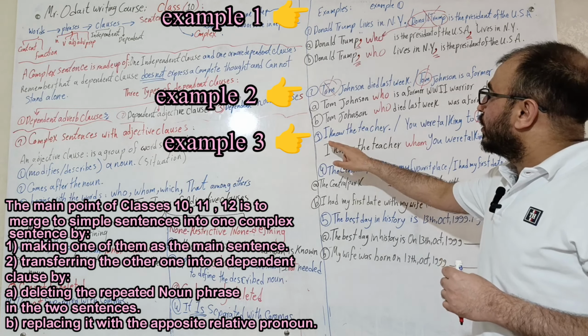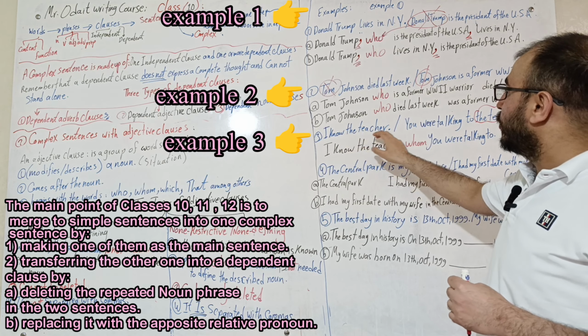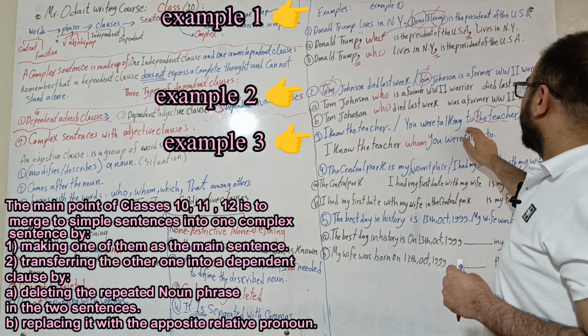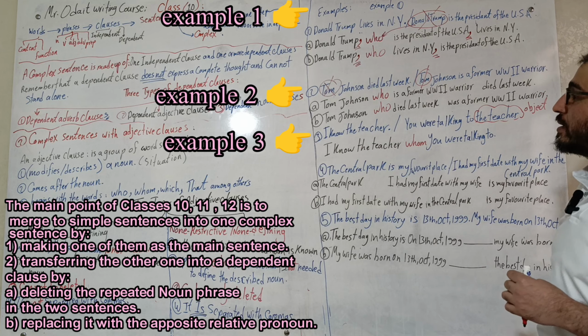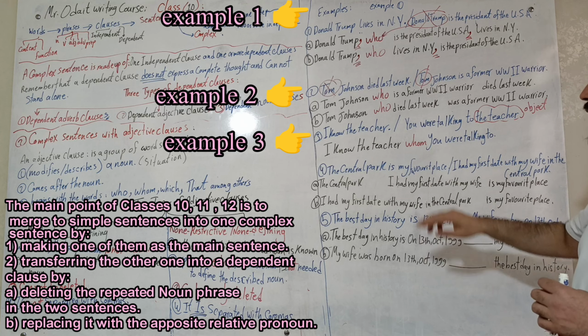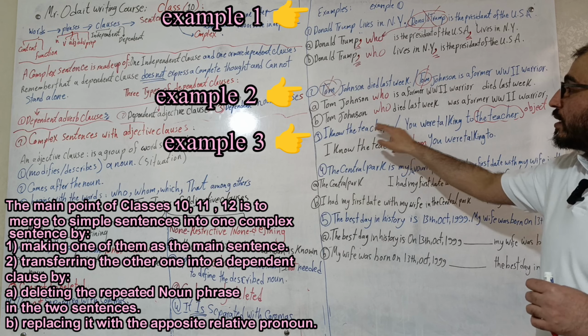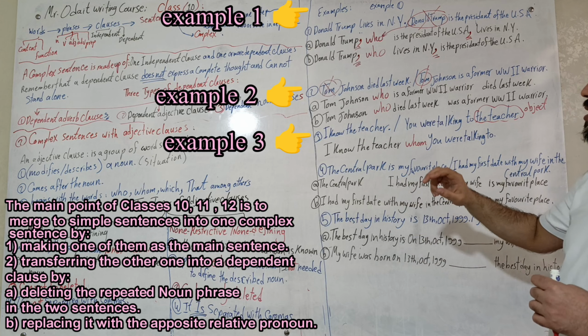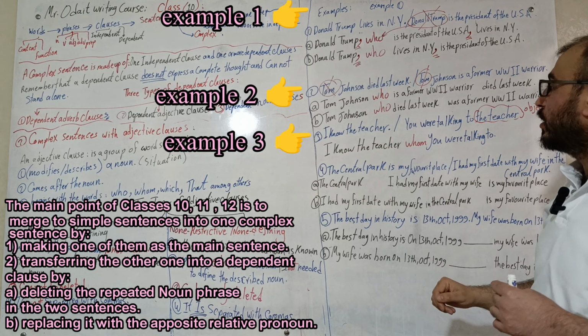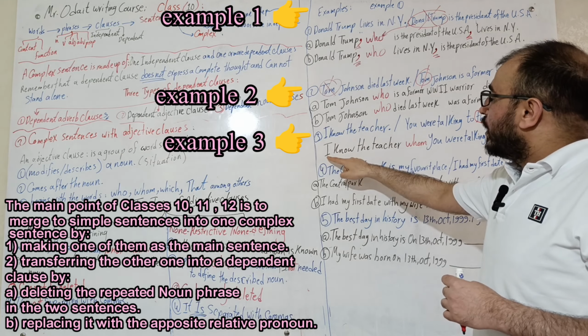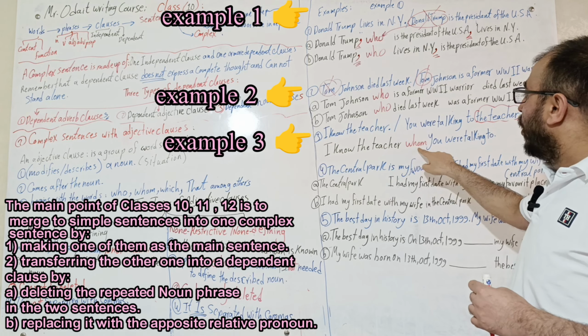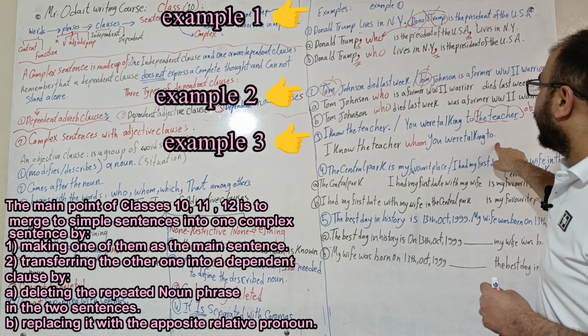Again, my friends, here, the third example: I know the teacher. You were talking to the teacher. In here, my friends, I would like to describe the teacher. The teacher, my friend, is an object in both sentences. So I have only one option. I say here, I know the teacher whom you were talking to.